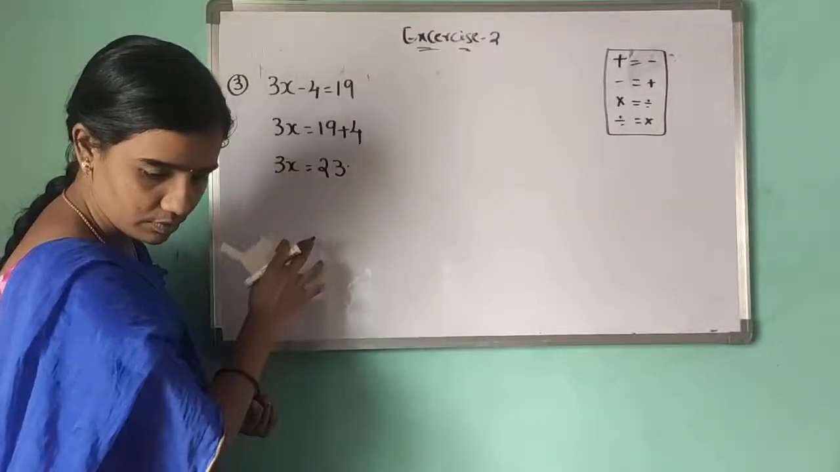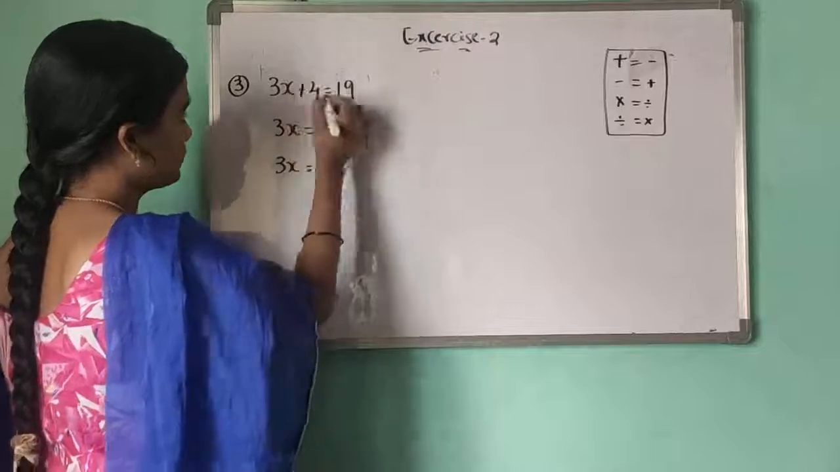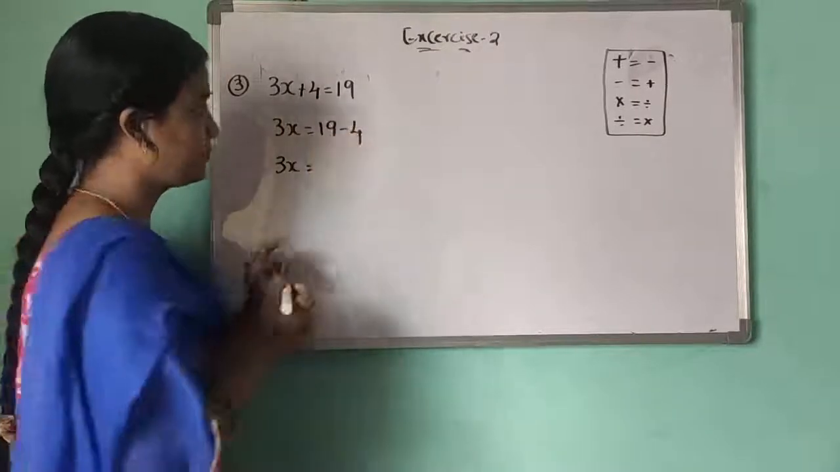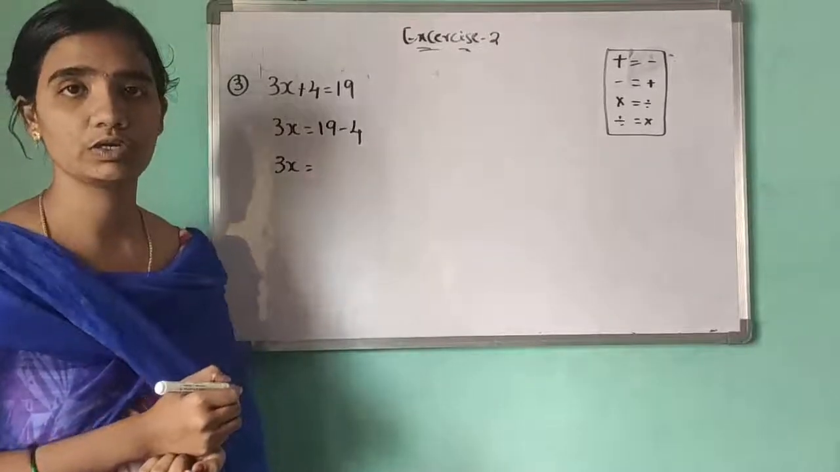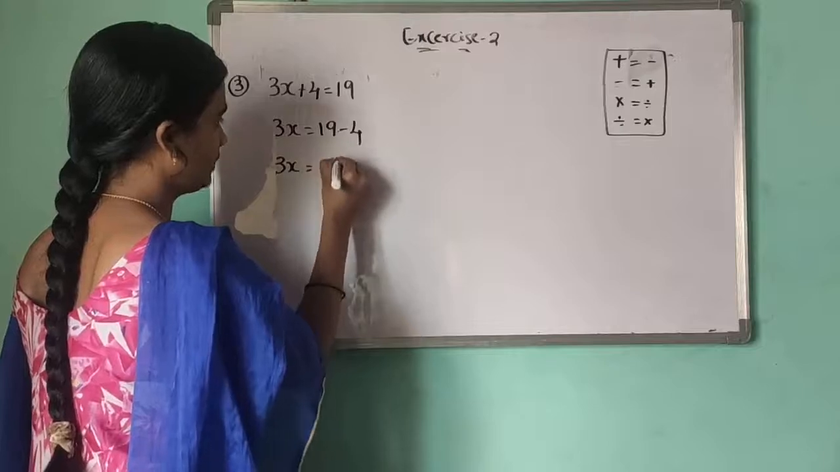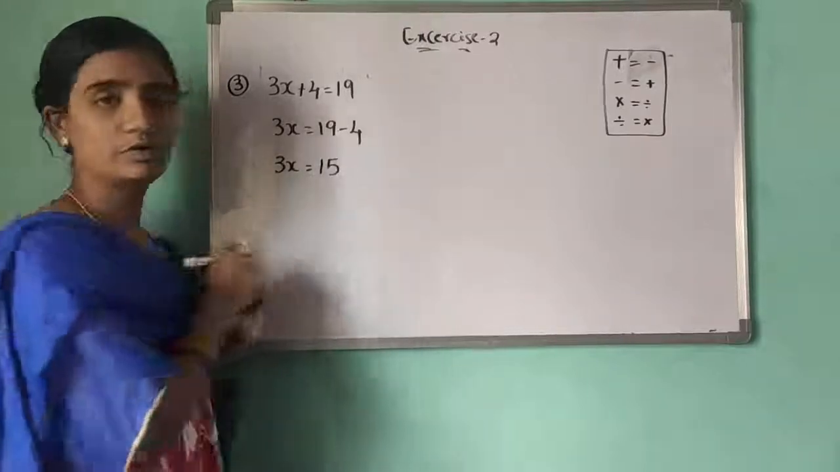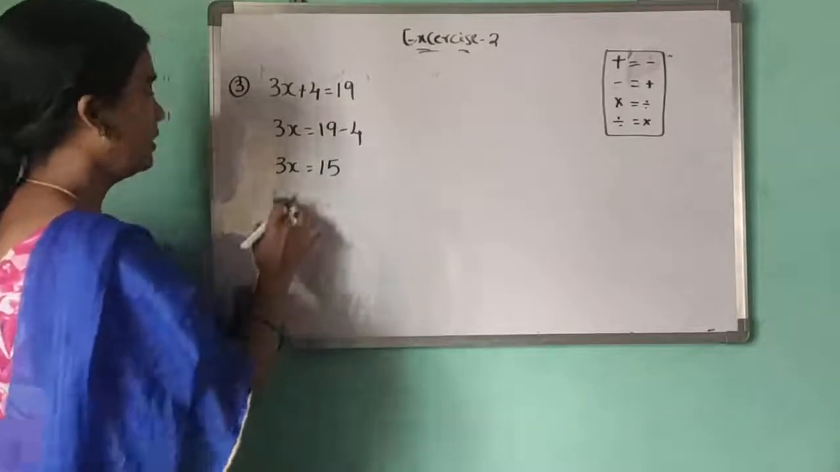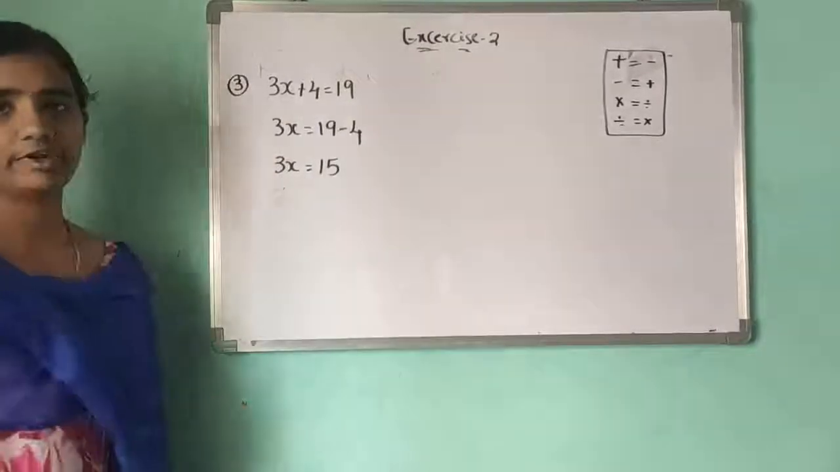Sorry guys, here it is 3x plus 4, right? Not 3x minus 4. It will become 19 minus 4, how much? 16? No, 15 guys. 19 minus 4 equal to 15. So 3x is equal to 15.